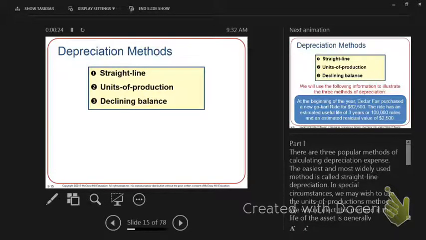Right, so we've got the formula for straight line: cost minus the residual value, divided by life. What was the formula for units of production?